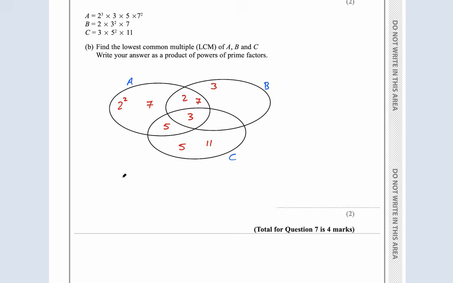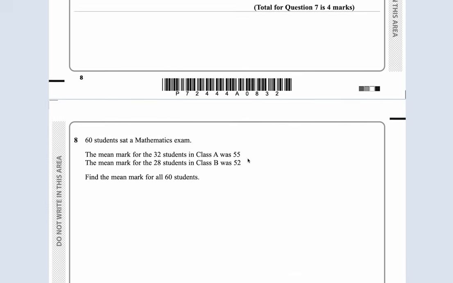Okay, so the LCM is just all of these multiplied together. Because he wants it as a product of prime factors, I'll start with the 2's. I do 2 cubed, because there's 2 squared times 2, times 3 squared, I have 2 3's, times 5 squared, I have 2 5's, times 7 squared, I have 2 7's, and then finally times 11, because I have 1 11, and that's it. That's the answer.